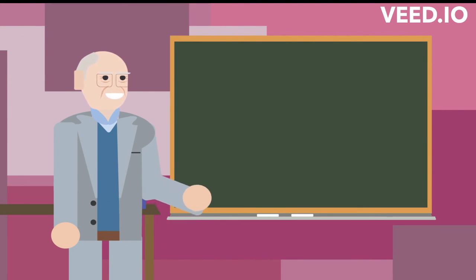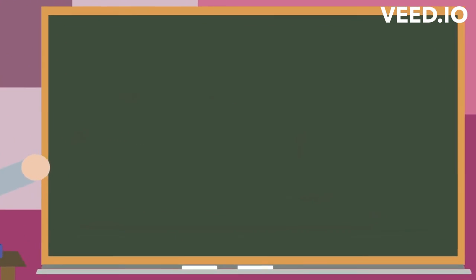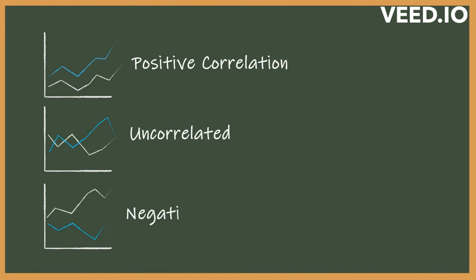Markowitz suggested the following. Assets move in correlated and uncorrelated ways to one another. Therefore, some assets would move together in a similar fashion, while others might move in dissimilar fashion, or even a negative fashion. Therefore, Markowitz believed that correlations and covariances between assets were important.